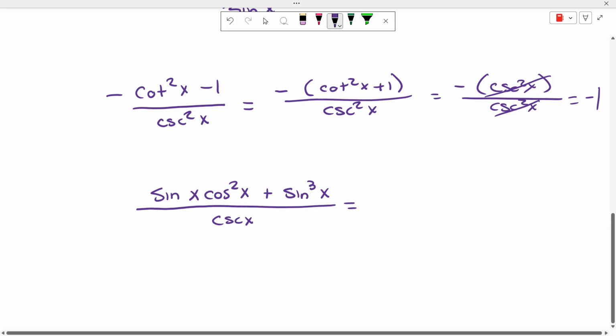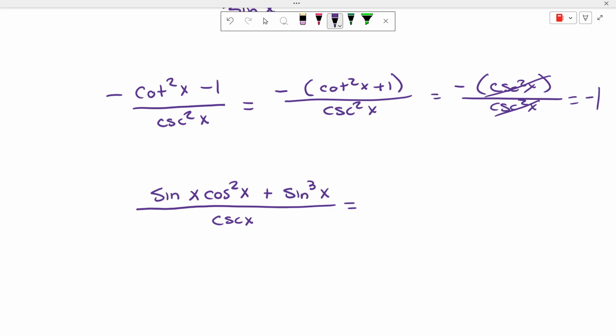This looks a little complicated. How can I maybe possibly uncomplicate it a little bit? Can I factor anything? Can I factor something out of the top? Probably sine of x. If I factor out a sine of x, I get cosine squared of x plus sine squared of x.